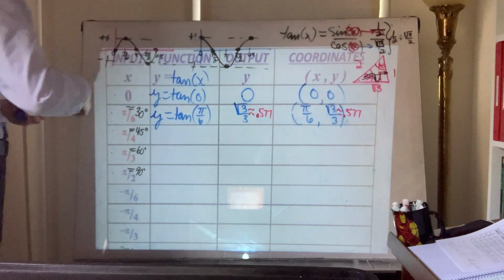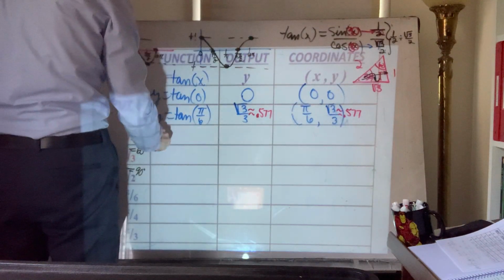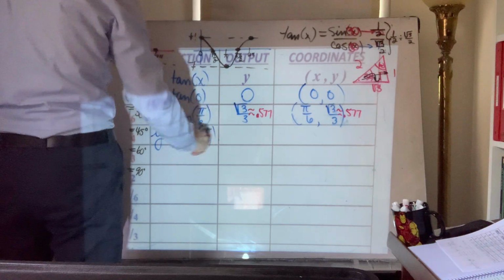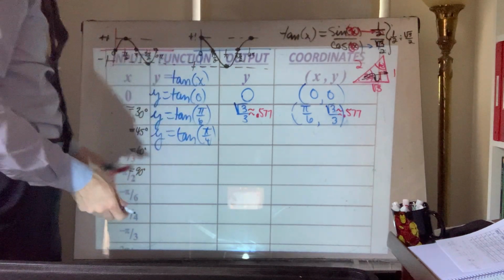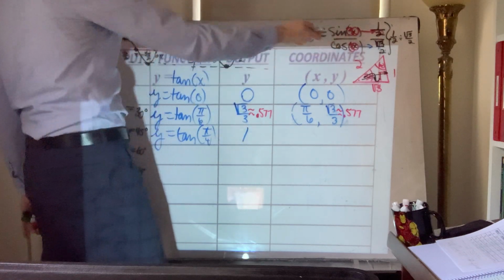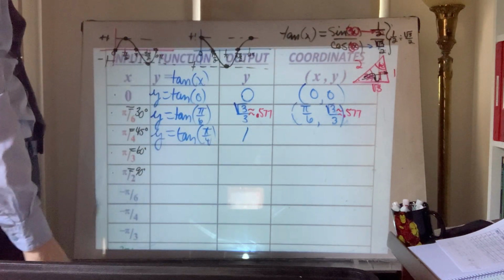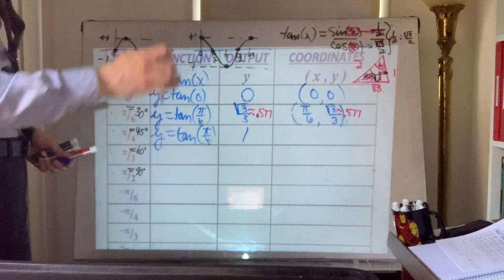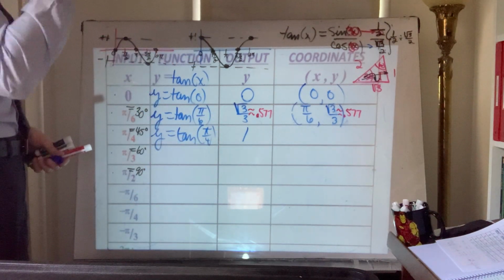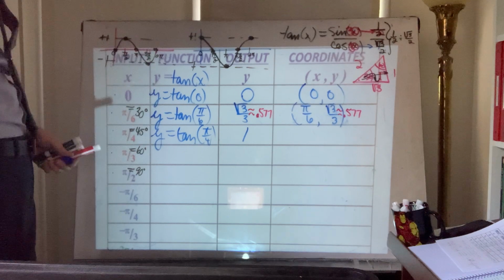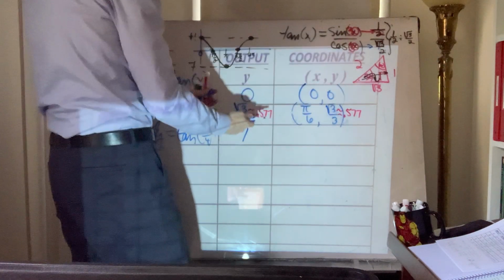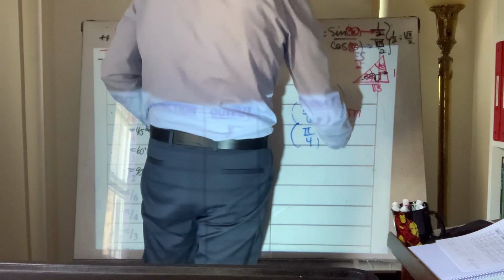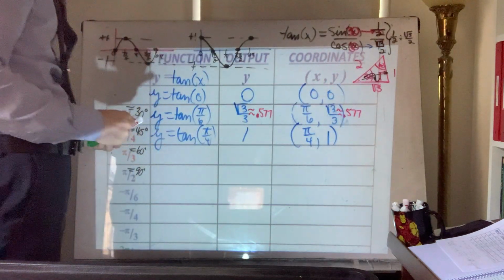Okay, so if this were evaluated, tangent of 45 degrees, pi over 4, the result would actually be 1 because of special right triangle relationships. Remember the 45, 45, 90 triangle. In that event, the coordinates that you would pair together at pi over 4 would be 1. That's easy to graph, right?